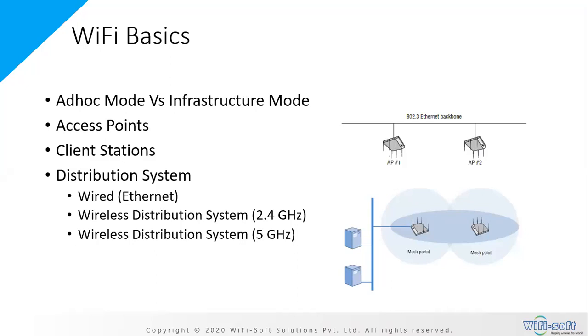Then the basics of Wi-Fi, what is included in Wi-Fi? There are access points, there are client stations, and then there is a distribution system, right? The distribution system is what I just told you. It could be an Ethernet distribution system. That means the distribution system is used for connecting different devices, access points, or client stations with each other. And the distribution system can be based on 2.4 gigahertz or it can be based on 5 gigahertz.